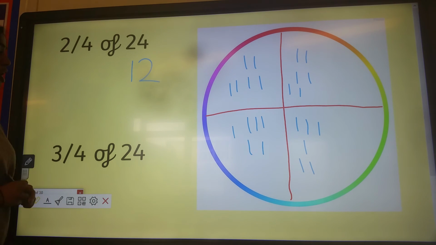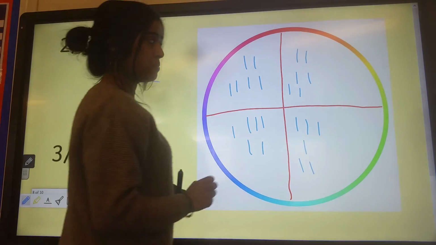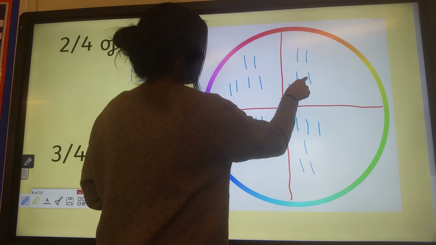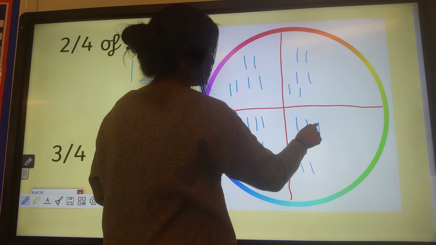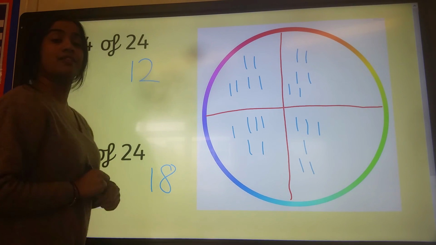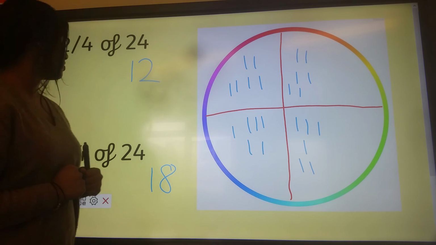My next question. 3 quarters of 24. I need to count how many there are in 3 parts. 1, 2, 3, 4, 5, 6, 7, 8, 9, 10, 11, 12, 13, 14, 15, 16, 17, 18. So my answer is going to be 18. Well done if you've got the answer to that question correct as well.